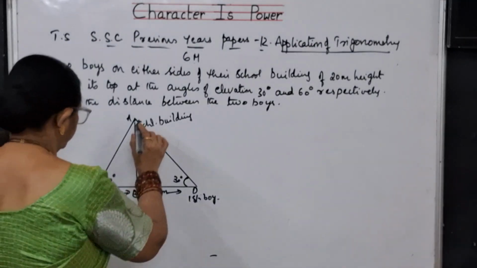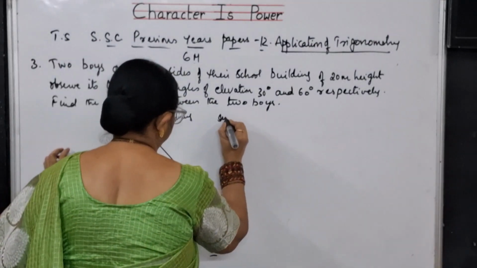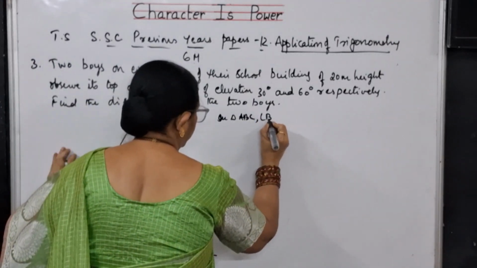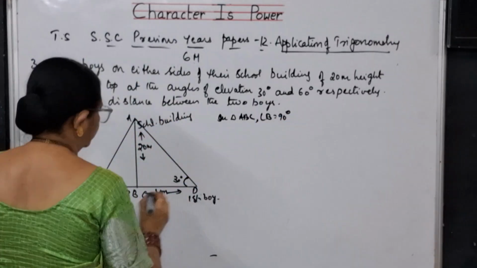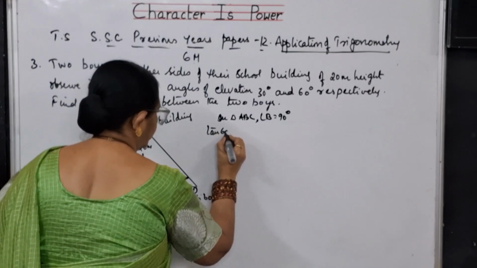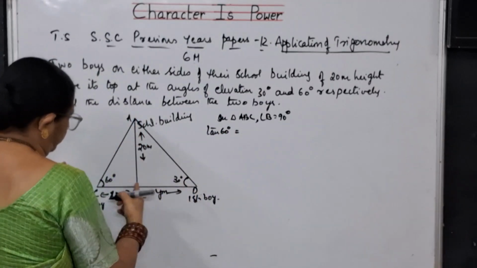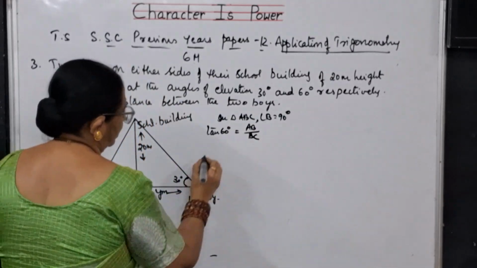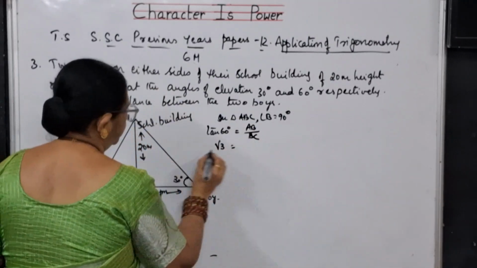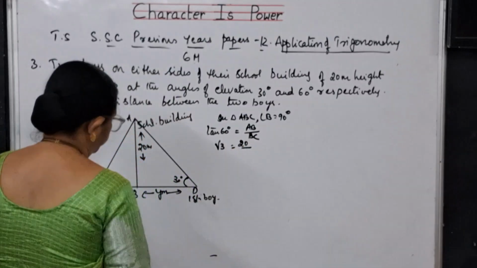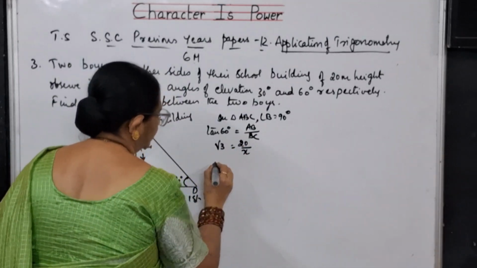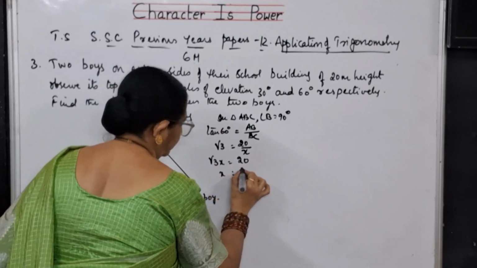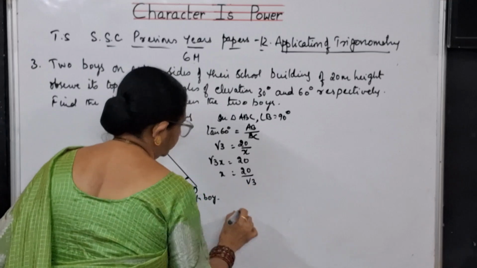So first, let us take triangle ABC. In triangle ABC, angle B is 90 degrees. So tan 60 degrees is AB by BC. What is tan 60? Root 3. AB is 20, BC is x. So root 3 x is 20. x is equal to 20 by root 3.